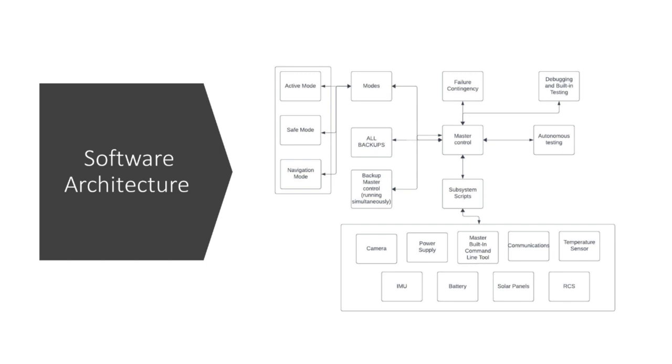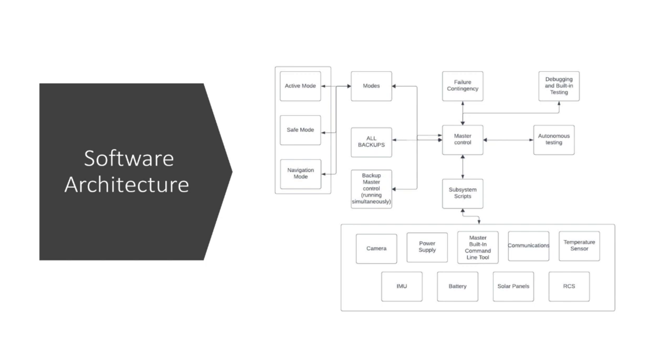Here's our software architecture. Our software architecture is split into various subsystems in which we have one master control. There are various physical subsystems, such as the camera and the power supply, located on the bottom of the software architecture, and then there are software-specific scripts such as failure contingency scripts, autonomous testing, built-in tests, debuggers, and backups.